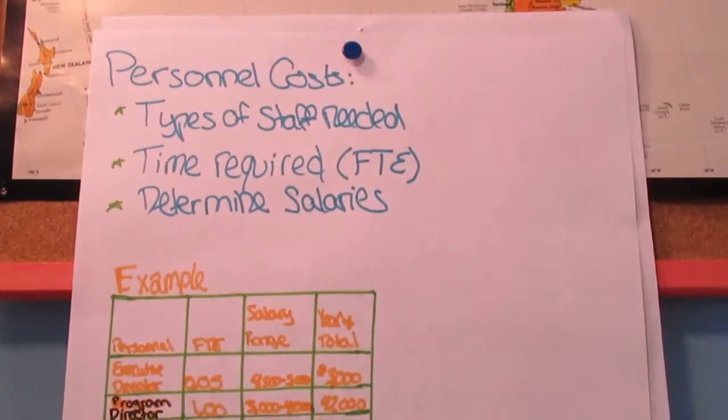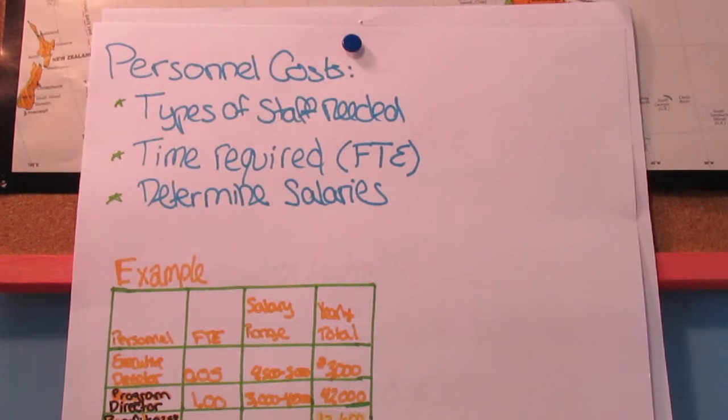The next part is personnel costs. You first have to look at the types of staff that are needed. So this will be like the project director, the professional staff, the student interns or the volunteers, any administrative assistants, any accounting staff, and the executive director.